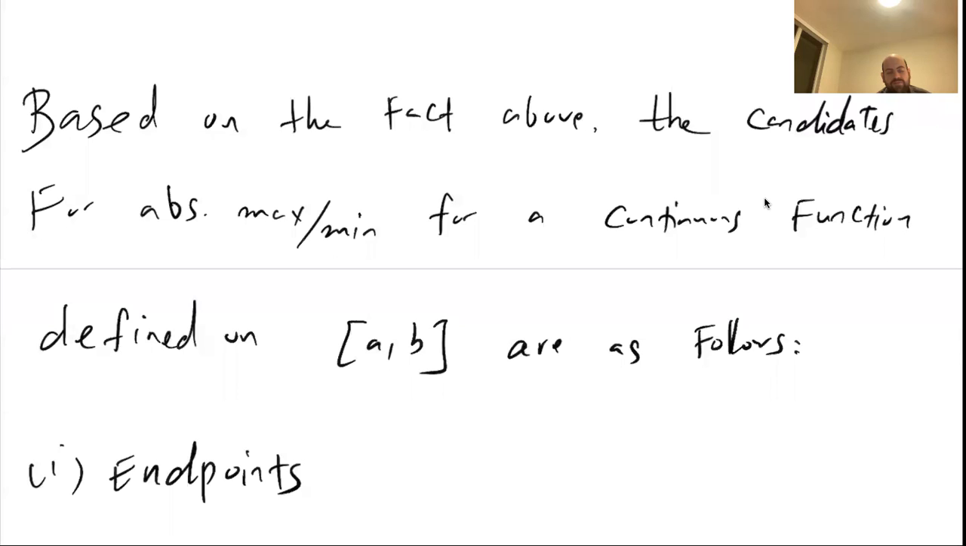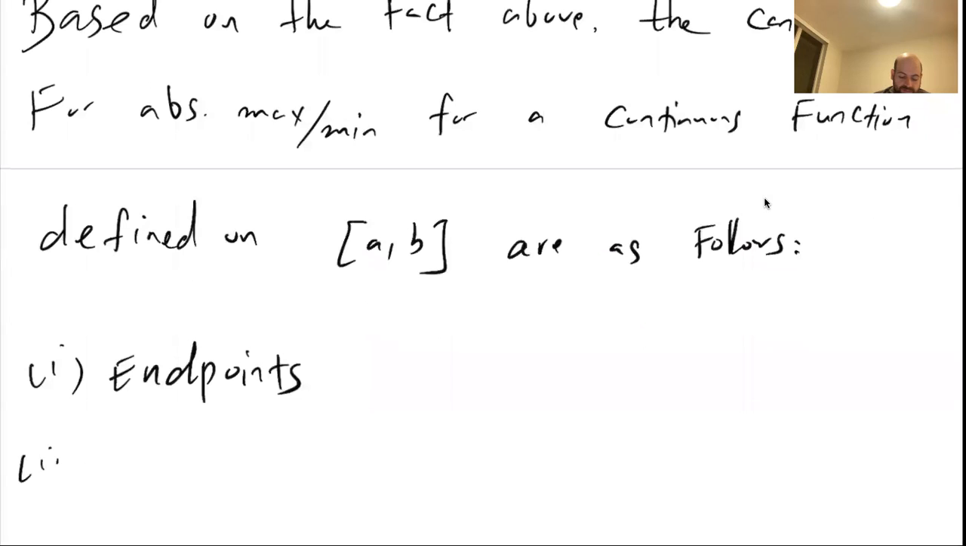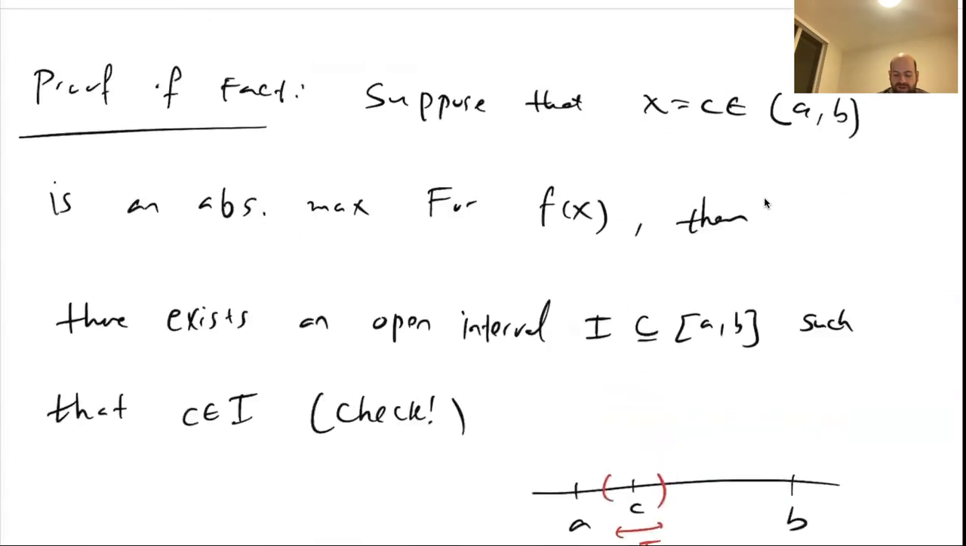It is possible that an absolute max or min occurs at an endpoint. For local max and min, no. According to the definition, a local max or min cannot occur at an endpoint. But absolute max and min are okay to occur at an endpoint. So that's one possibility. The other possibility, if the absolute max or min do not occur at an endpoint, according to the fact, they must be critical points. That's exactly what the fact said, right?